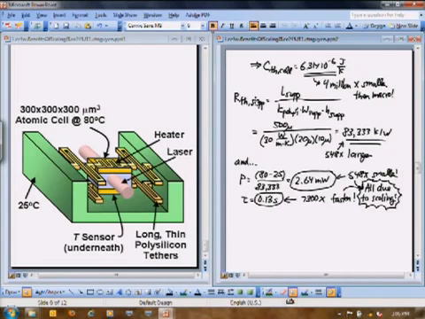Okay, and so if you plug all these numbers in and try to get the power required to maintain 80 degrees again, that's now 2.6 milliwatts of power. Okay, and the thermal time constant is on the order of 0.13 seconds. That means in less than a second, this thing is ready to go. Okay, just because it's tiny.